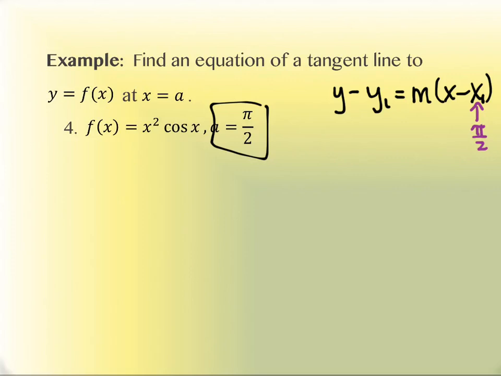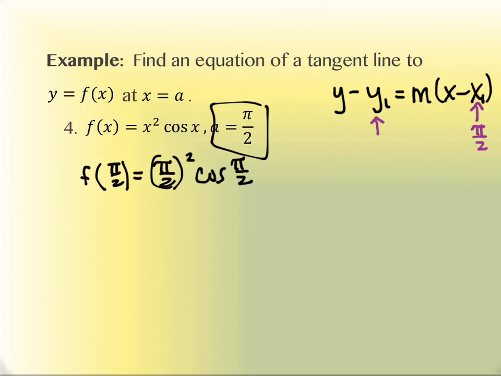So the easy thing, the first one that's the easy one to find is what? y1. How do I find y1? Plug into the original, or plug your x. Exactly. So my original function is f of x. So I'm going to do f of pi halves is pi over 2 squared times the cosine of pi over 2. So let's start with cosine of pi halves.